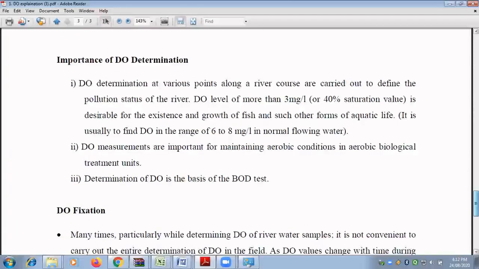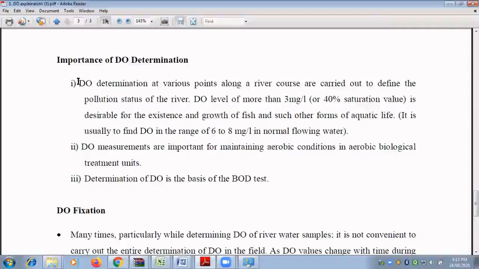Now we all know that river water consists of aquatic flora and fauna, right? For this flora and fauna to flourish, there is a minimum level of DO that is required, and that particular DO value is 2 mg per liter. So if the DO value falls below 2 mg per liter, what will happen? The aquatic flora and fauna will get affected, and the deterioration of this flora and fauna will start immediately.